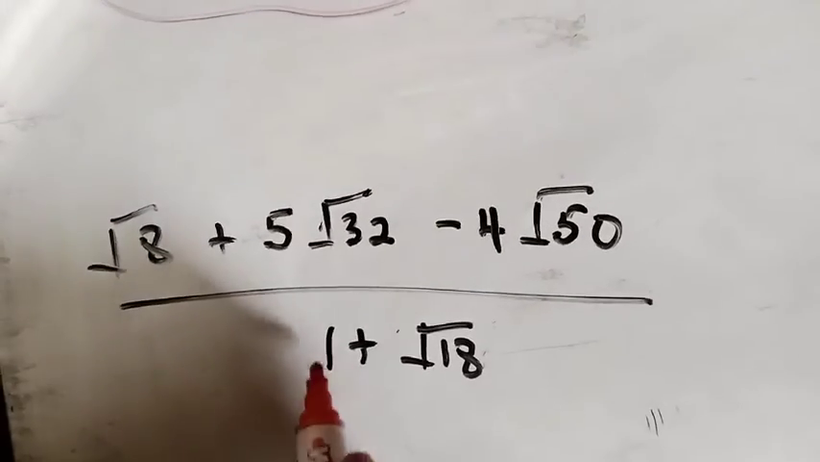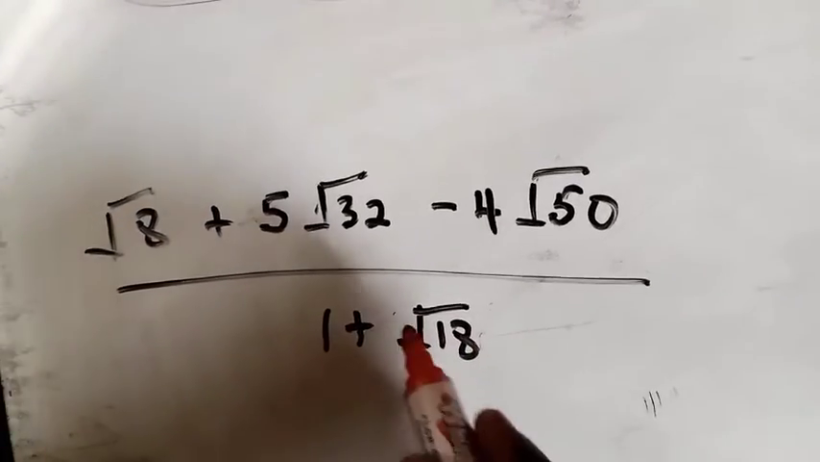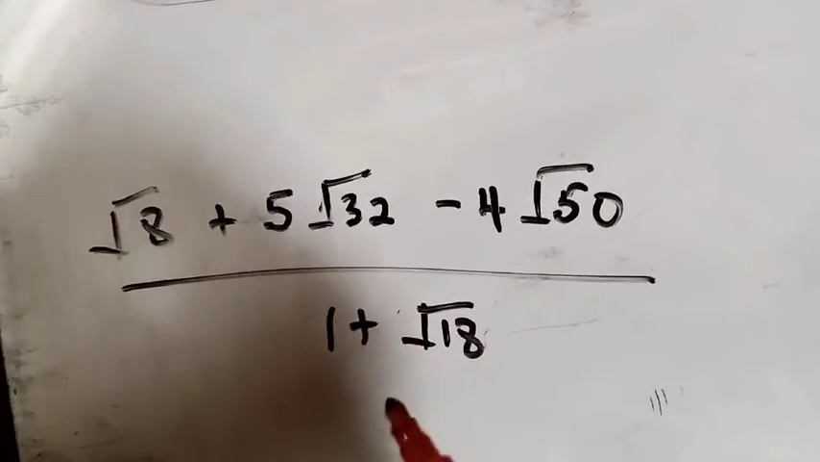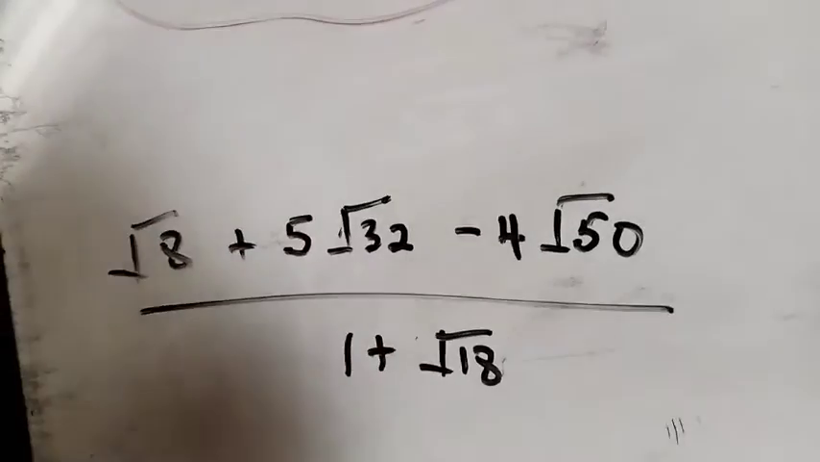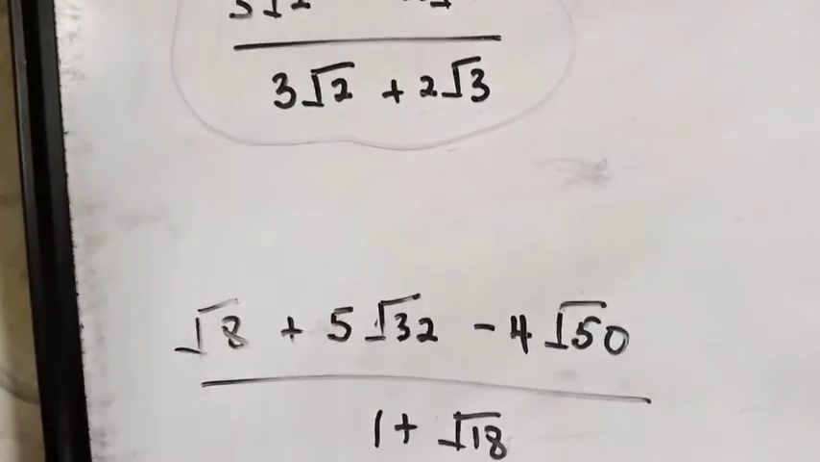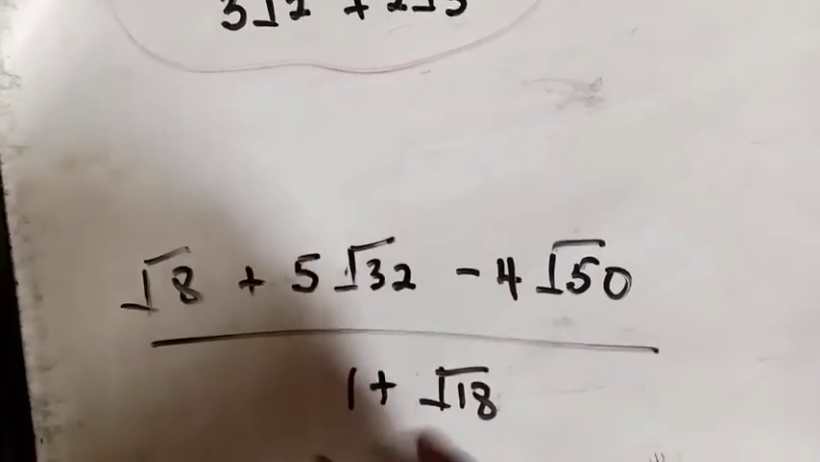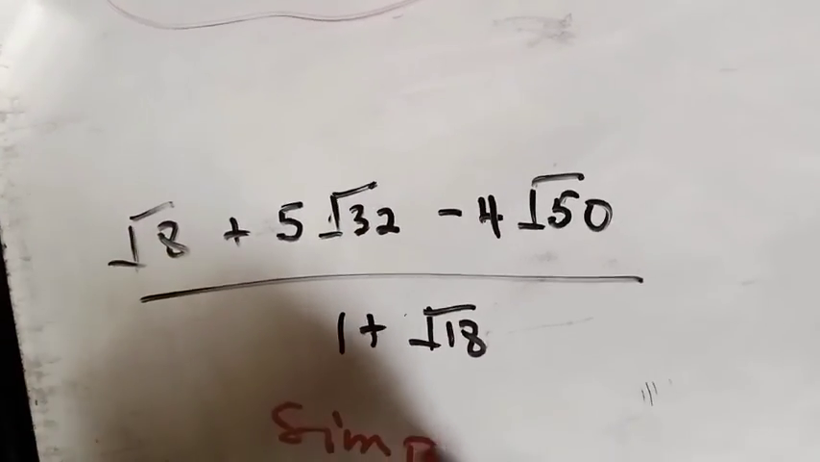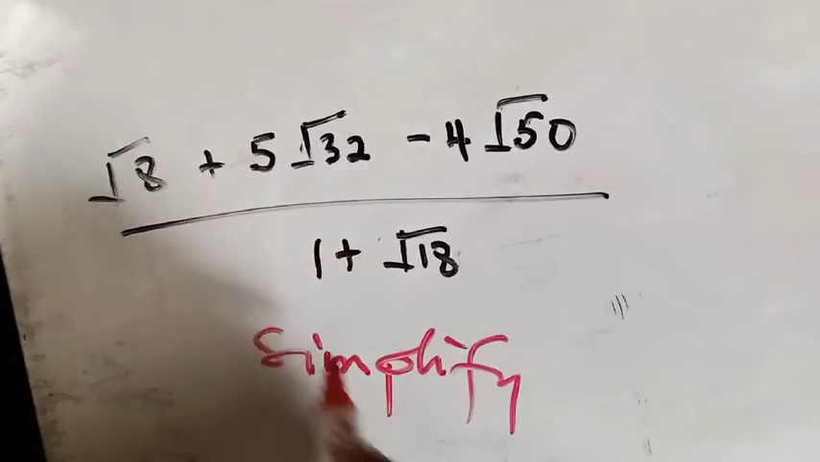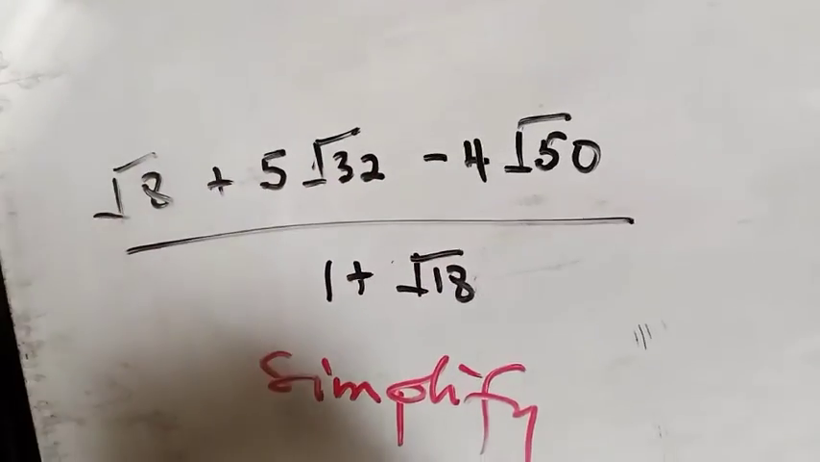Look at something. You're having 1 plus root 18 at the denominator here. Do you have to rationalize or you don't have to rationalize? That's the keyword. If you want to see the solutions to these two questions, let me know in the comment section. But the keyword here is you have to simplify first. You have to make everything into a simple form before you arrive at the rationalization.